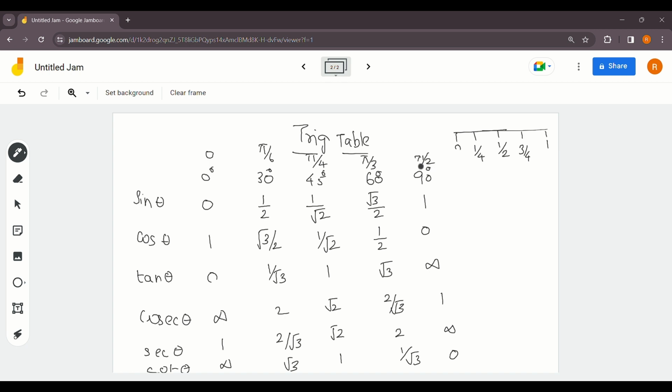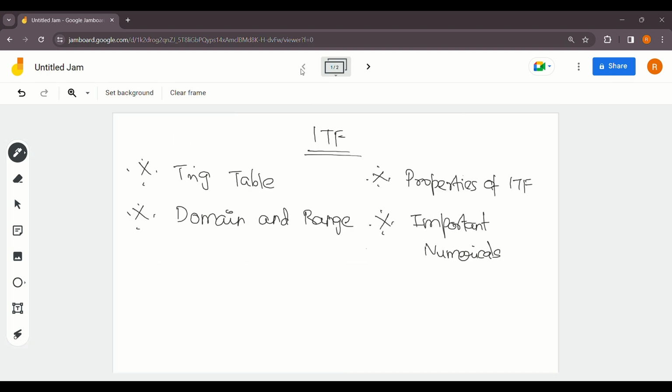So now you have learned the trigonometric table successfully. We need to apply these trigonometric tables to compute the values. Hope you all have understood how to construct a trigonometric table. Now let us go into the next part of the lesson. The next part of the lesson is nothing but domain and range.